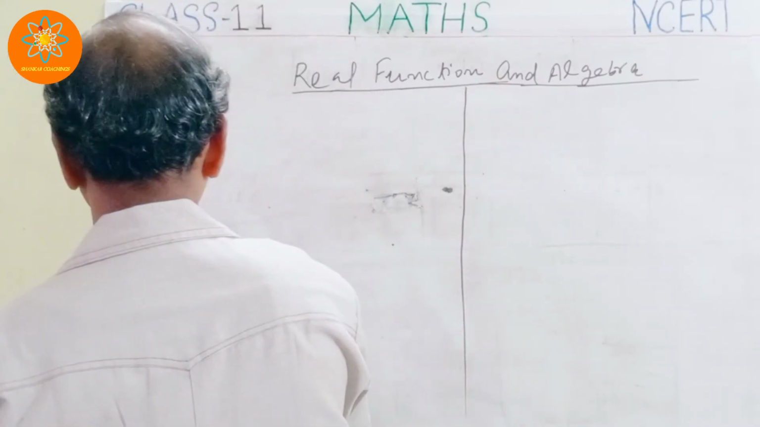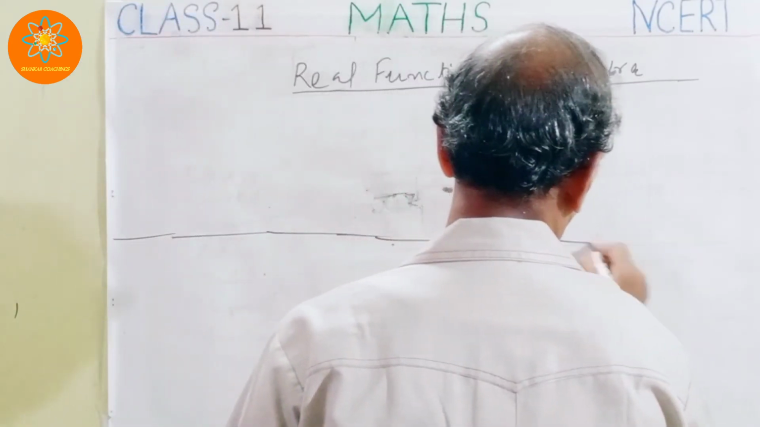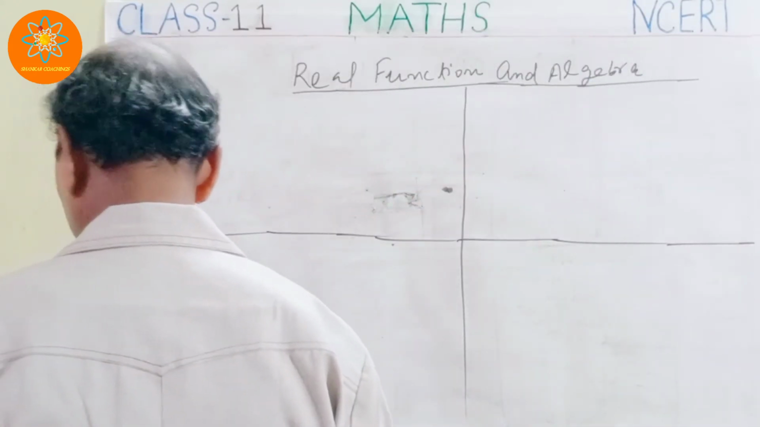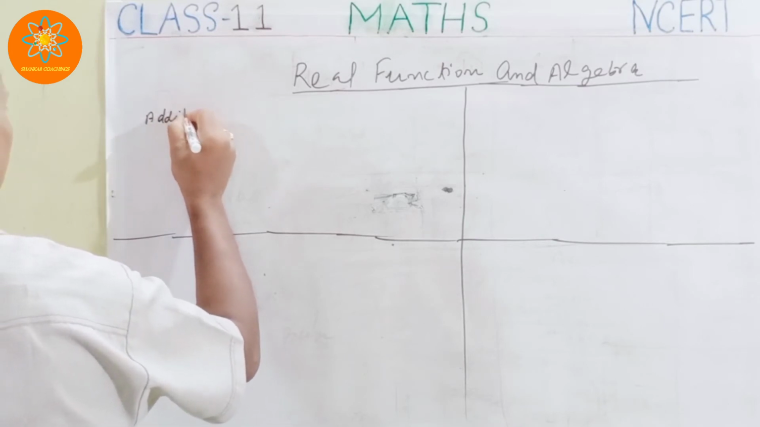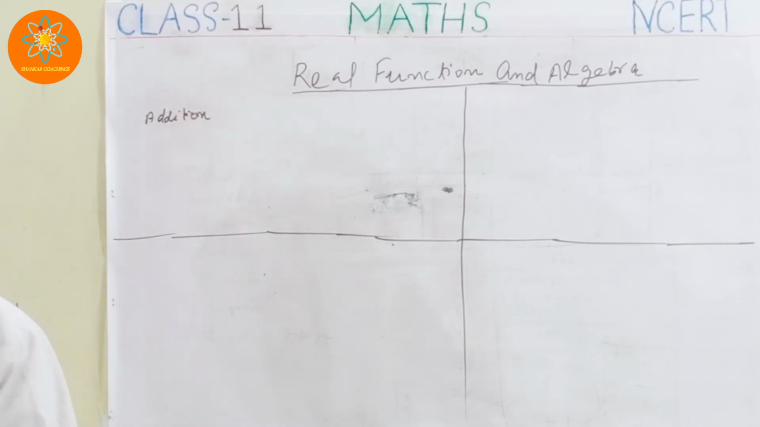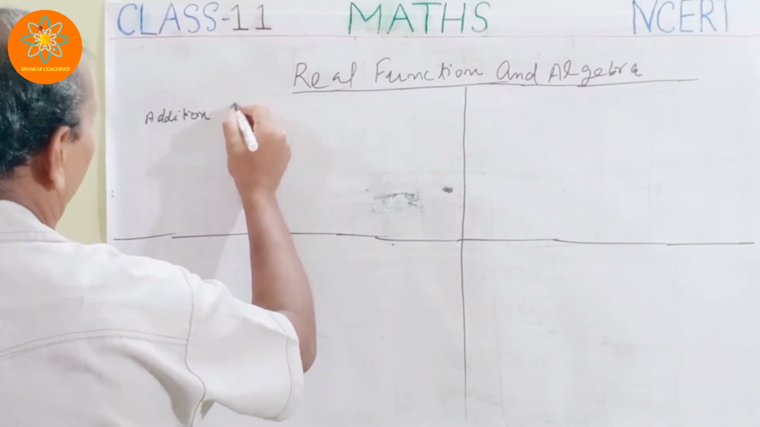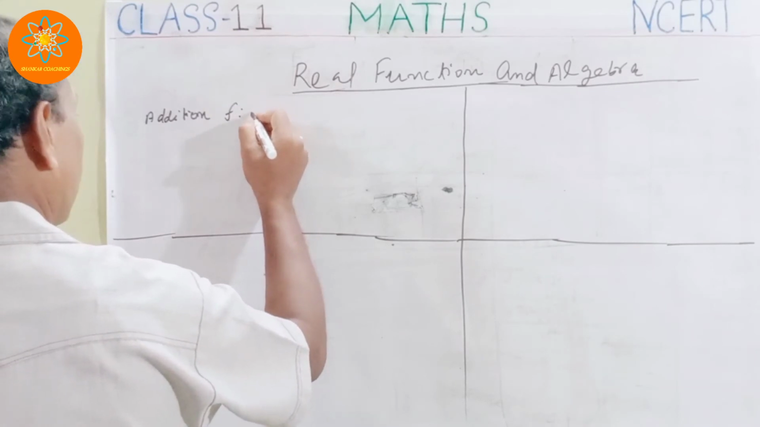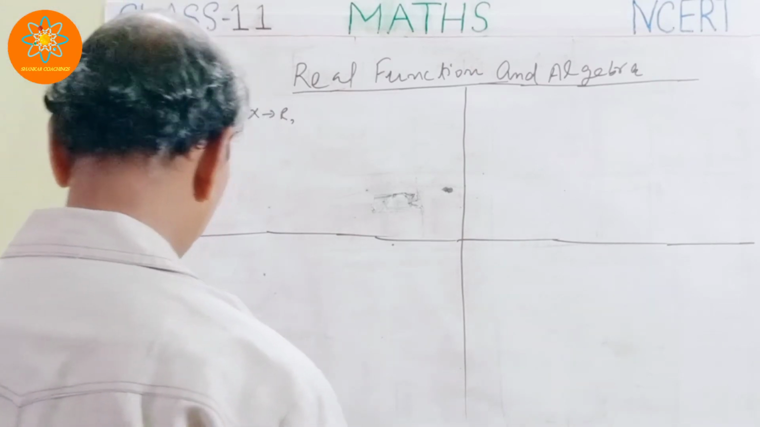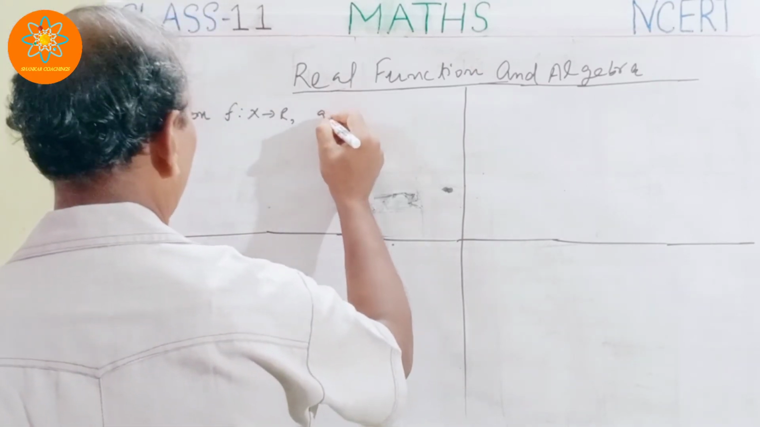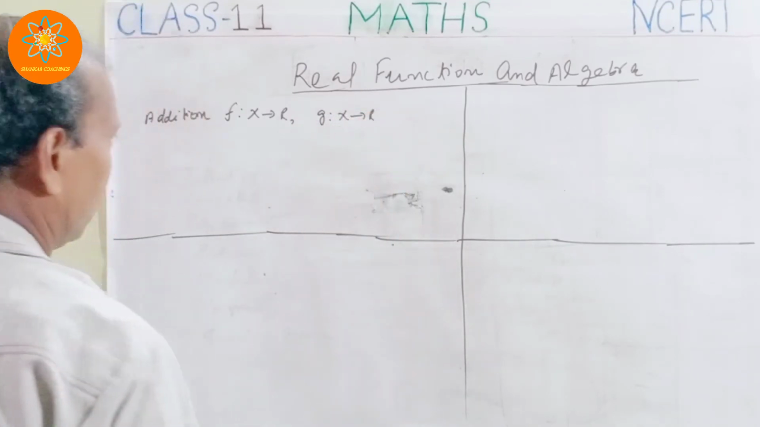So first of all, I am taking the addition. In the addition case, two functions are there. f is one function, defined from X to R. And let's suppose another function g is there. g is another function from X to R.